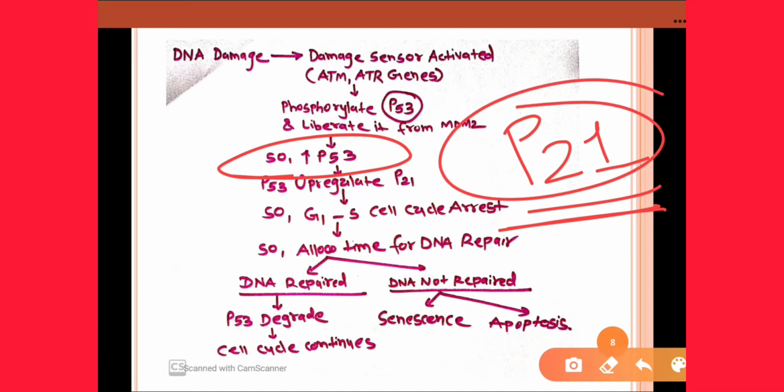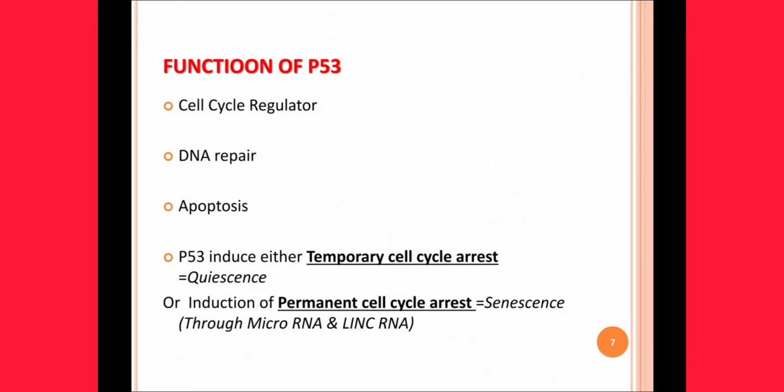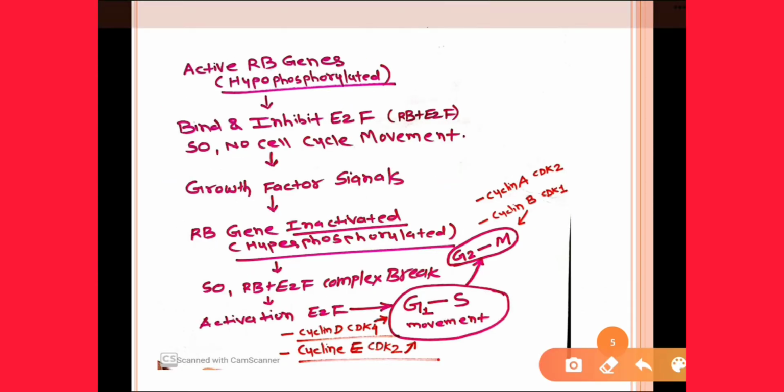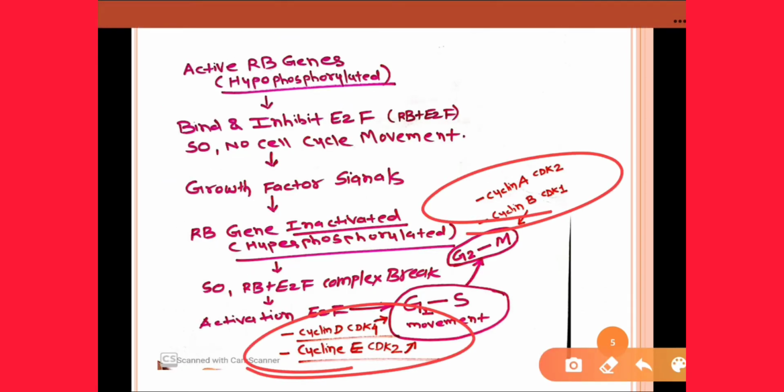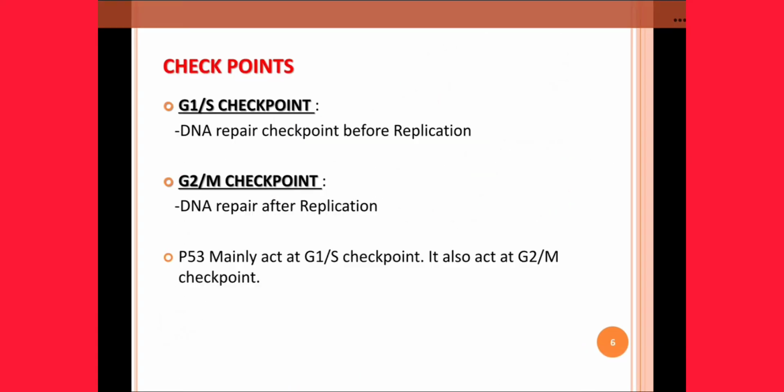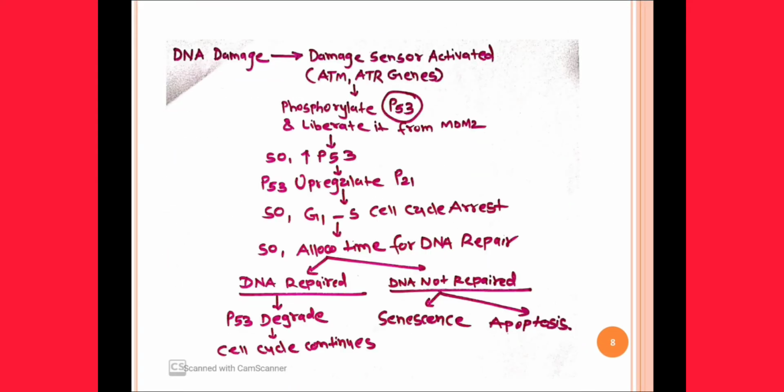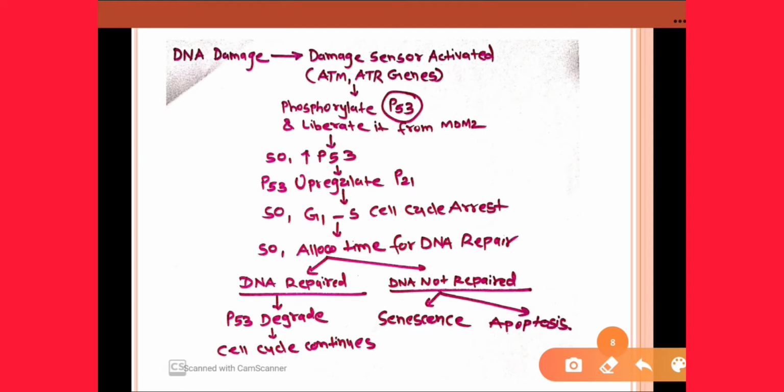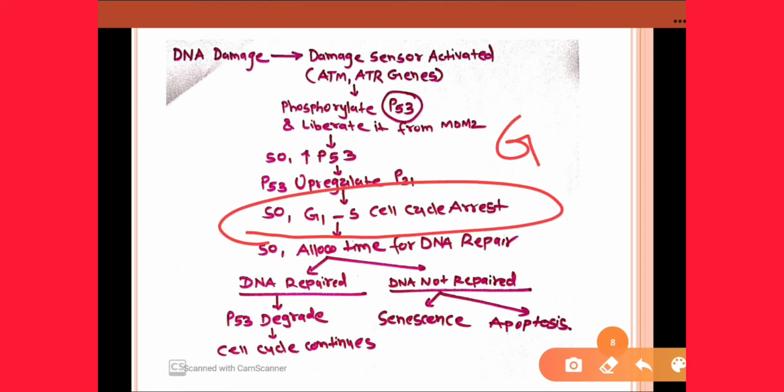Now, what is the function of this P21? This P21 is a cyclin dependent kinase inhibitor. It will inhibit your CDKs, and you can predict that if these CDKs are inactivated, then your cell cycle will arrest, particularly at the G1/S phase. The cell cannot move from G1 to S because it is a damaged cell. You need to stop it, and this function is carried out by P53.